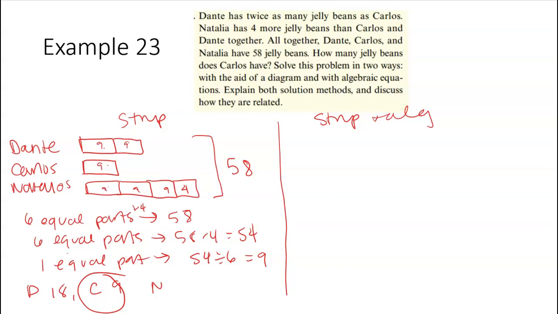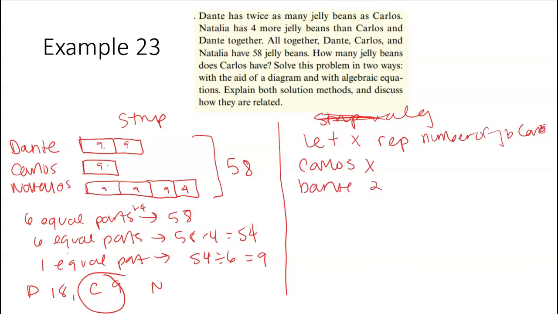Well, what if we were to use algebraic equations with the aid of a diagram? Well, let's just use algebra. Forget the strip for a moment. Let X represent the number of jelly beans Carlos has. So we know that Carlos has X, Dante has twice as many, 2X, and Natalia has X plus 2X, what they have, plus 4 more. And all together, they have 58. So let's see what they all have. Carlos plus Dante plus Natalia.